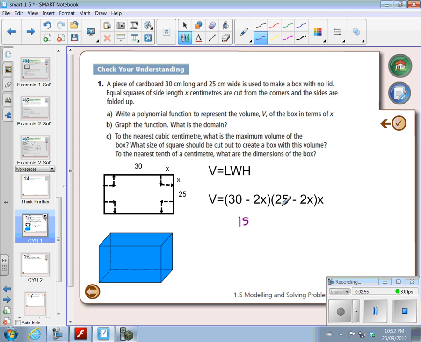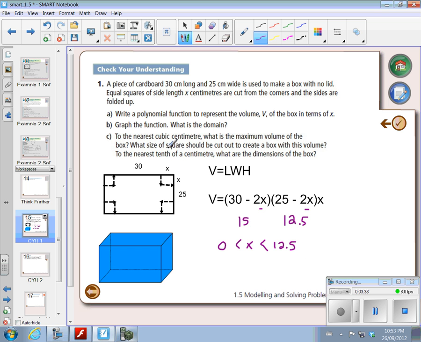Over here, for the width, 12.5 would make 2x 25, so x cannot be bigger than 12.5, or we have a negative width. So 15 and 12.5, since x is common for both, we can now state that the domain must be x has to be greater than 0, because you can't have a negative number, and at the same time x must be less than 12.5. It can't equal 12.5, because then we wouldn't have a width.